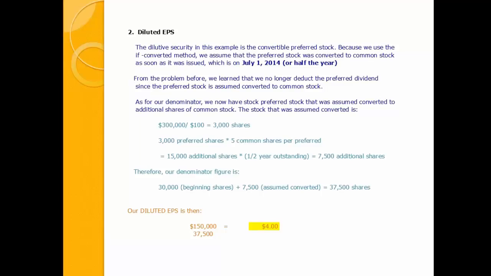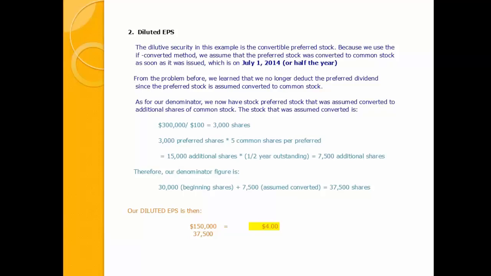So the dilutive security in this example is the convertible preferred stock. Because we use the if converted method, we assume that the preferred stock was converted to common stock as soon as it was issued, which in this case was July 1st, 2014. From the problem before, we learned that we no longer deduct preferred stock dividends since the preferred stock is assumed to be converted to common stock. We simply have the $150,000 as the numerator.